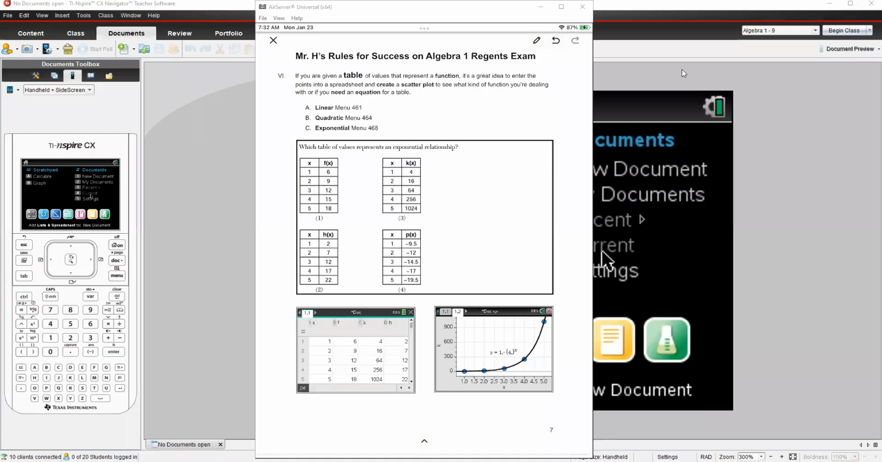Hey guys, this is a question from page number 7. Basically, you're given 4 tables, and they want you to find the one that is an exponential relationship.